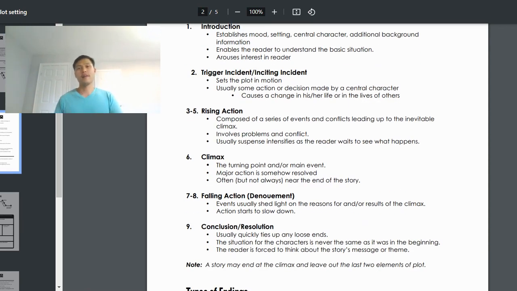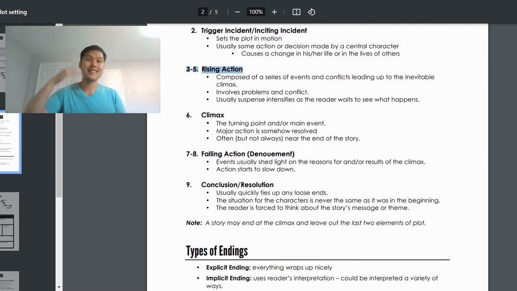Rising action. Composed of a series of events and conflicts leading up to the inevitable climax. Involves problems and conflicts. Usually suspense intensifies as the reader waits to see what happens. So the idea of 3 to 5, the rising action, is that there's a buildup of events that causes a conflict for the main character. There's conflict between other characters and it builds up suspense, right? We're kind of like, oh, what's going to happen? What's going to happen?